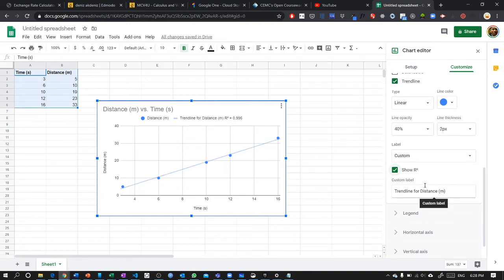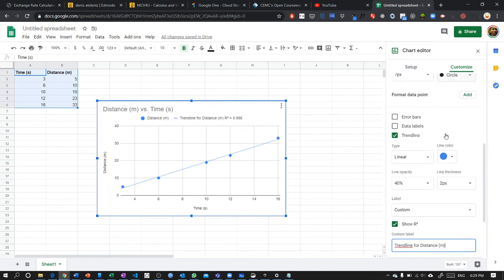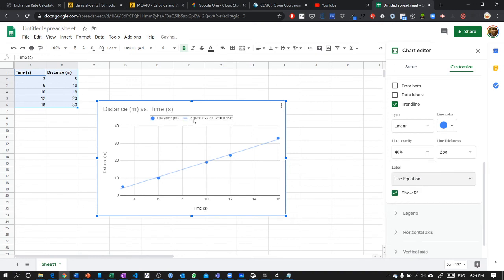Next up, the equation of the line of best fit. When we want the equation, there should also be a label here, and we click on use equation. All right, and now we have the equation up here, 2.16x plus negative, so minus 2.31. So that's our equation of the line of best fit in slope-intercept form.